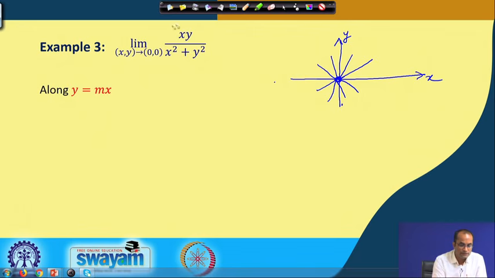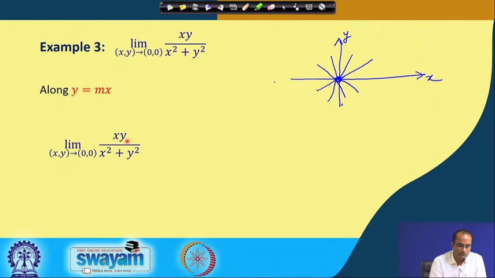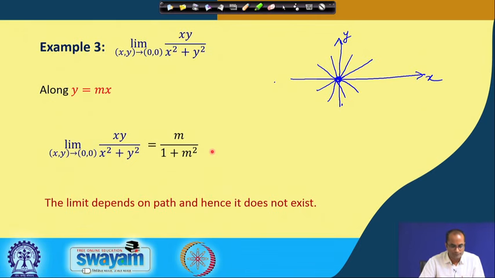So, in this case what will be this limit here? So, y we can substitute as earlier, y is equal to m x. So, here we will have m x square over x square plus m square x square, and x square will get cancelled and we will get m over 1 plus m square. So, what we observe again is that for different values of m we are getting a different limit. Therefore, the limit depends on the path and again this limit does not exist.